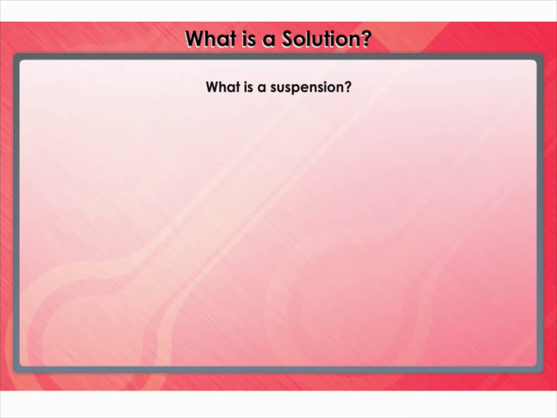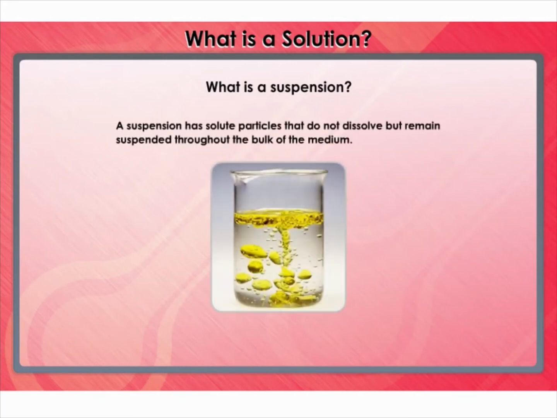What is a suspension? A suspension is a heterogeneous mixture in which the solute particles do not dissolve but remain suspended throughout the bulk of the medium. Particles of a suspension are visible to the naked eye.